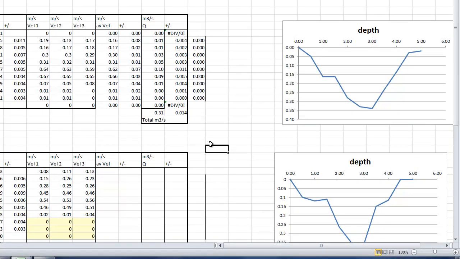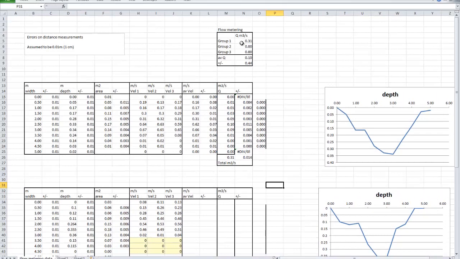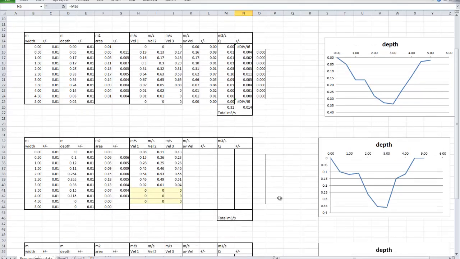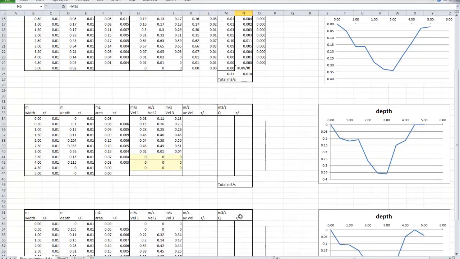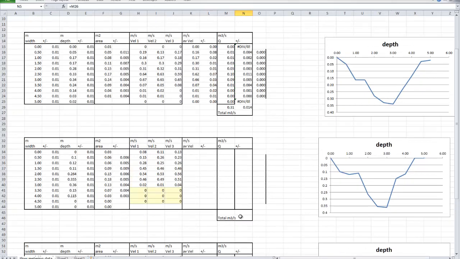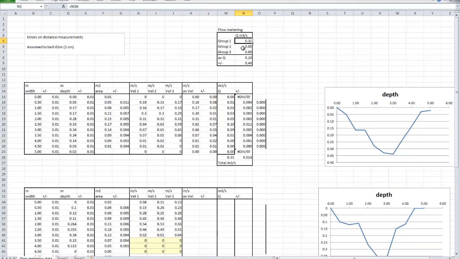And there we go. We've got a discharge of 310 litres a second, or 0.31 metres cubed a second, with an error of plus or minus 0.014 metres cubed per second, or 14 litres a second. The mean that you've worked out will pop up in this little table up here, and you need to work out the discharges and the errors on those discharges for the two other sets of data as well, and the means will then pop up in this table, and then you can work out the average of the three means and the standard error of those three discharges.